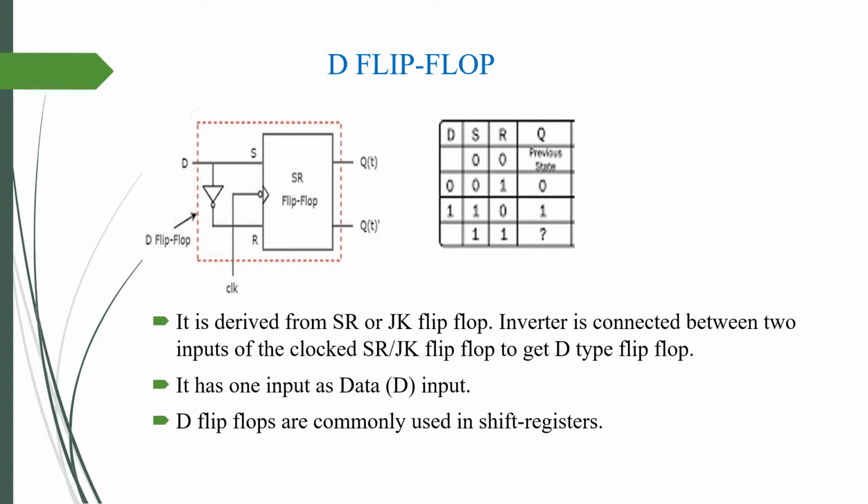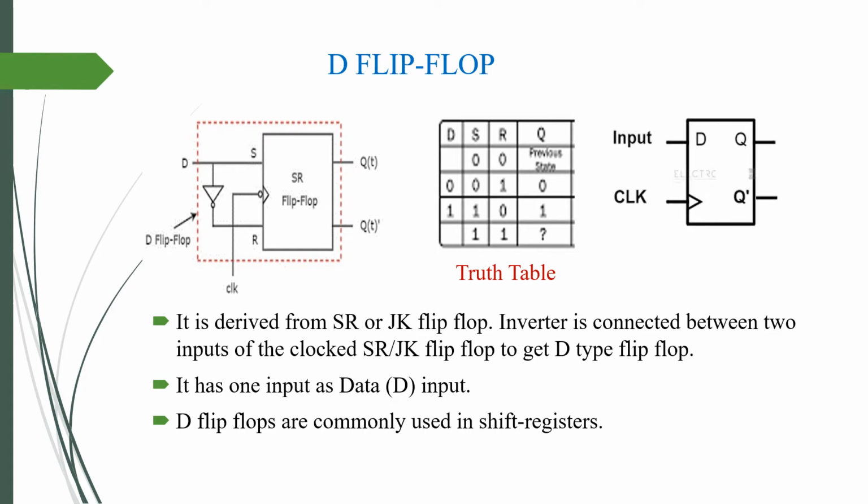So you can see here that if input D is equal to 0, output Q will be 0. And if D is 1, Q will be 1. This is truth table of D-type flip-flop. Now here you can see symbol of D-type flip-flop. It has single input and two outputs. One output is Q and another one is complement of Q, which is known as Q bar.